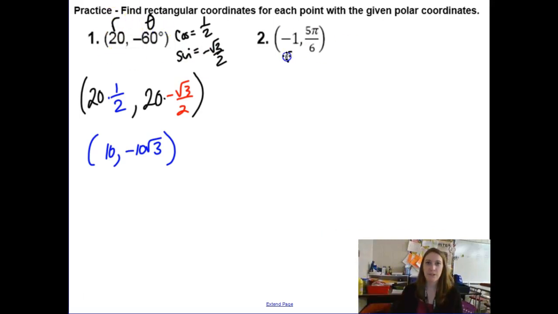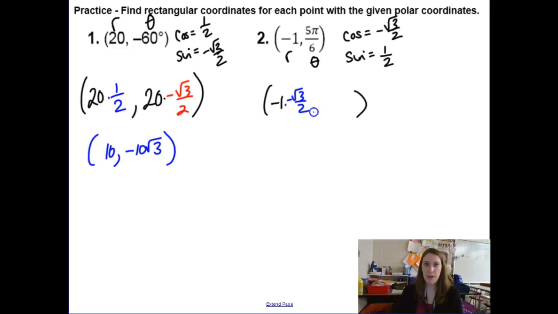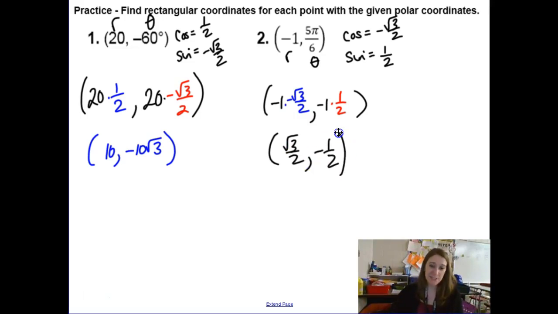All right, number 2. Here's our r, here's our theta. So I'm going to jot down who cosine and sine are. Cosine of 5 pi over 6 is negative square root of 3 over 2, right? Yep. And then sine is positive 1/2. So going into my new rectangular formula, I have negative 1 times the cosine, which is negative square root of 3 over 2, comma, negative 1 times the sine, which is 1/2. So simplifying this rectangular coordinate, we get positive square root of 3 over 2, comma, negative 1/2. Awesome. So those are pretty simple.